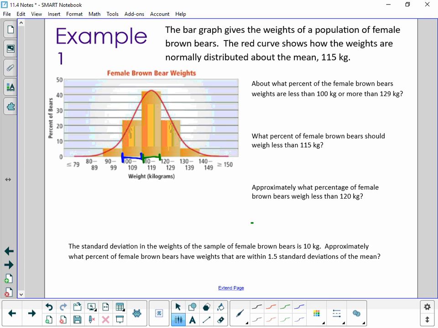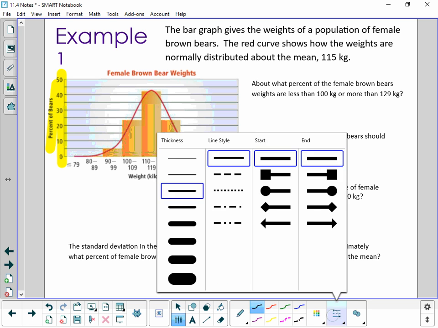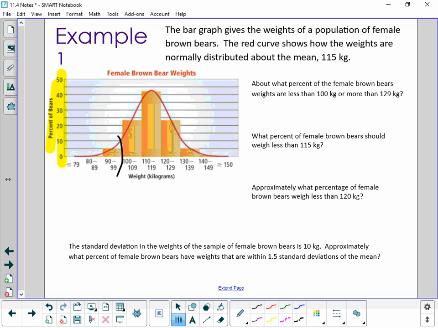Okay, so let's look at our first question. It says, about what percent of the female brown bears weigh less than 100 kilograms or more than 129 kilograms? I don't know if you noticed, but our y-axis over here is giving us percentages. Weights less than 100 kilograms, we're talking about this bar here and this bar here. It looks like the first bar would be about 5%, and maybe we'll call this one 1%. So far, 5% and 1%.